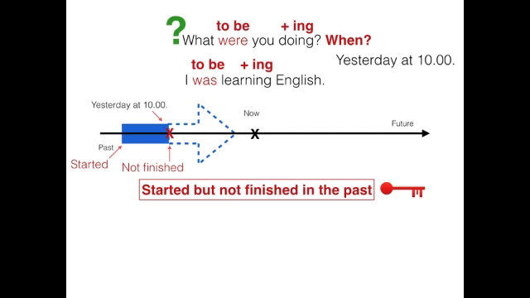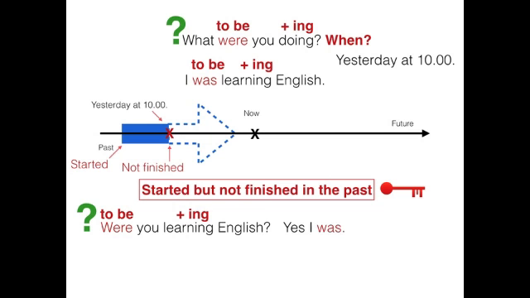Once we have our time reference understood, we can ask questions like, were you learning English? Which has the same structure with to be in the past plus ing on the end of learn. The simple answer could be, yes I was. The learning English part is understood, so doesn't need to be spoken. Alternatively, no, I wasn't, for a negative reply.